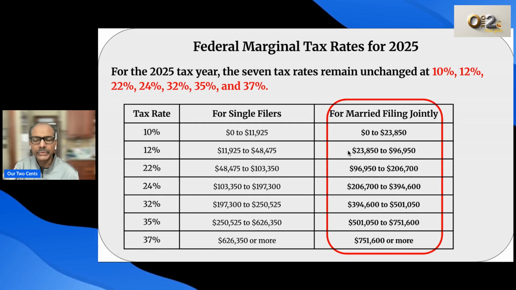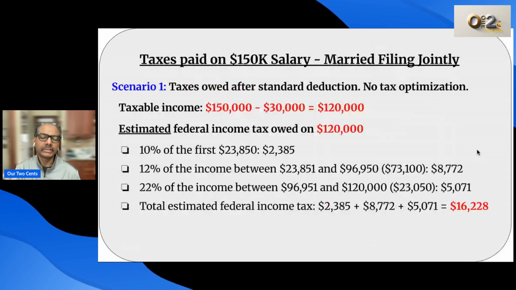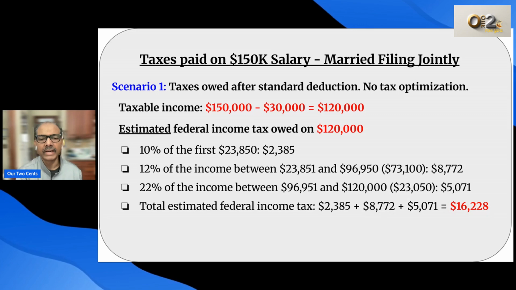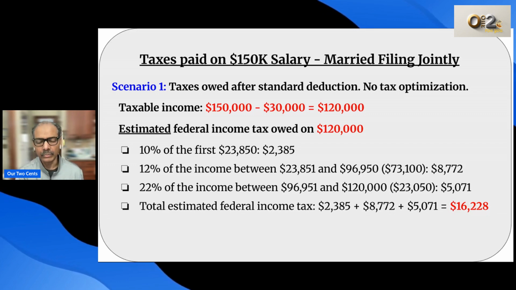So let's go ahead and look at two scenarios of how you can save on taxes. The first one here is married filing jointly, and the assumption here is the yearly income is $150,000 and they are taking the standard deduction while filing the taxes.